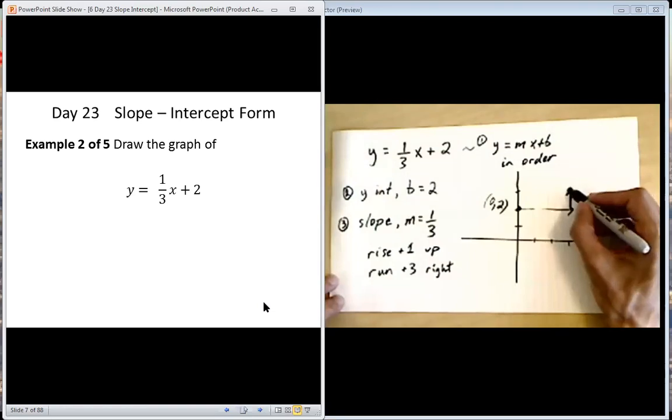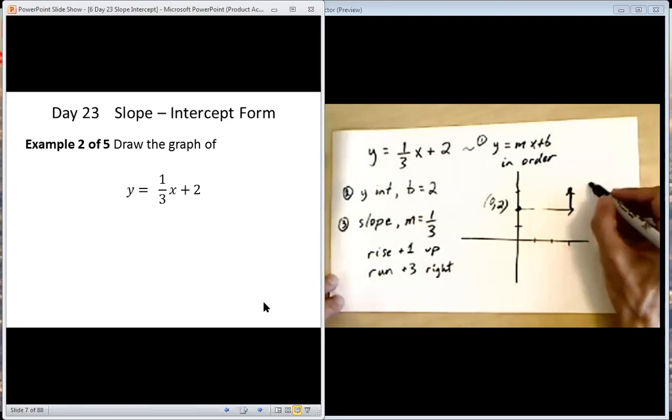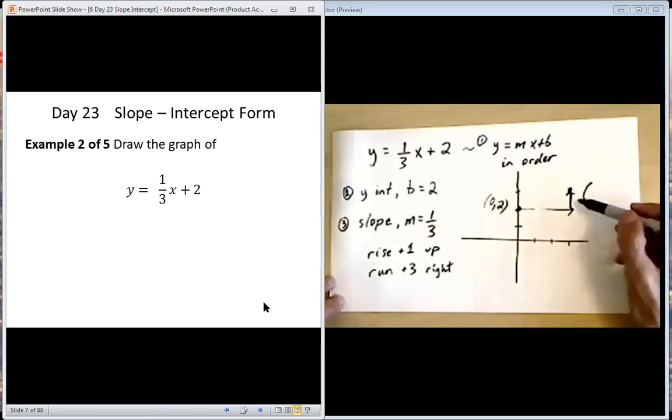So what are the coordinates of this new point, good people? Luna, you got this one? Or Lana, rather? What are the coordinates of this new point?